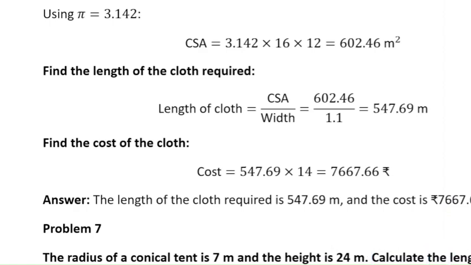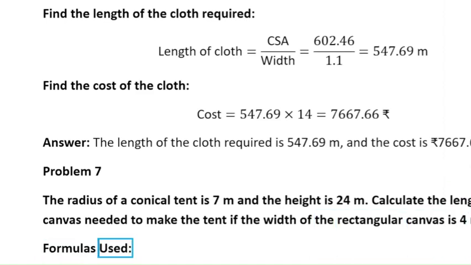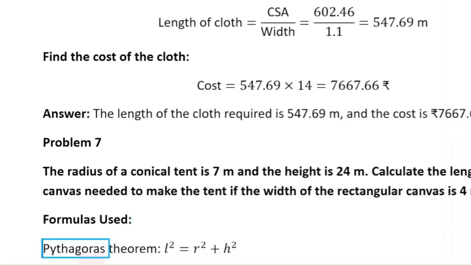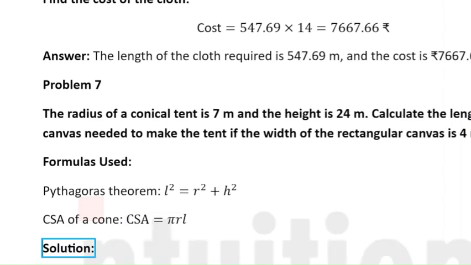Problem 7. The radius of a conical tent is 7 m and the height is 24 m. Calculate the length of the canvas needed to make the tent if the width of the rectangular canvas is 4 m. Formulas used: Pythagoras theorem, L squared equals R squared plus H squared, CSA of a cone, CSA equals pi R L.